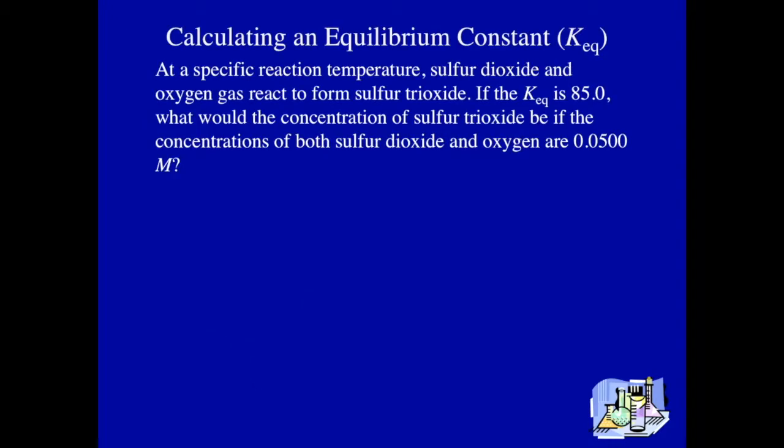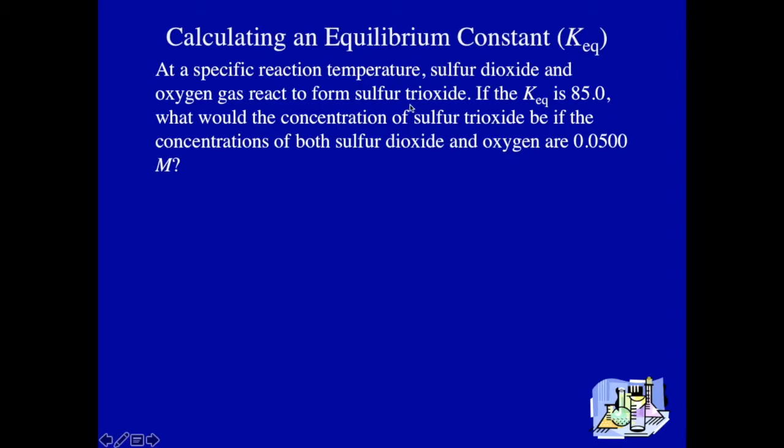Here's another one. At a specific temperature, sulfur dioxide and oxygen gas react to form sulfur trioxide. KEQ is 85.0, which again means products are being favored. What would the concentration of sulfur trioxide be if the concentrations of both sulfur dioxide and oxygen are 0.0500 molar? I have two concentrations. I have an equilibrium constant. I'm not going to solve for the equilibrium constant because I already have it. I'm not going to solve for the concentrations of sulfur dioxide and oxygen. What I will be solving is the concentration of sulfur trioxide.